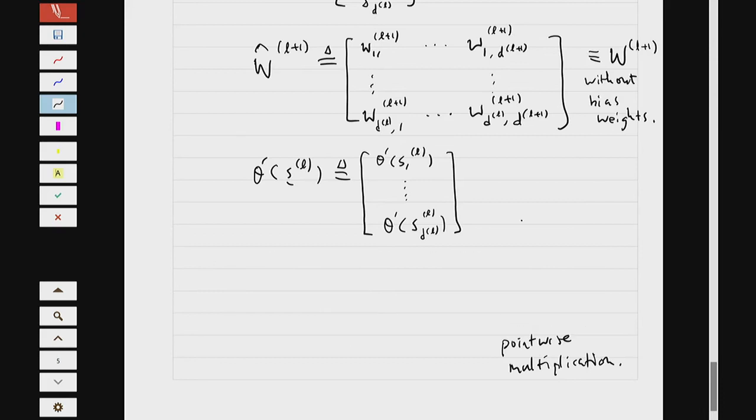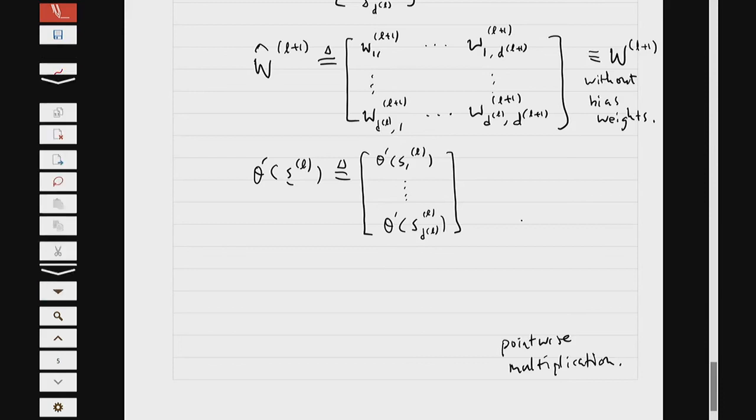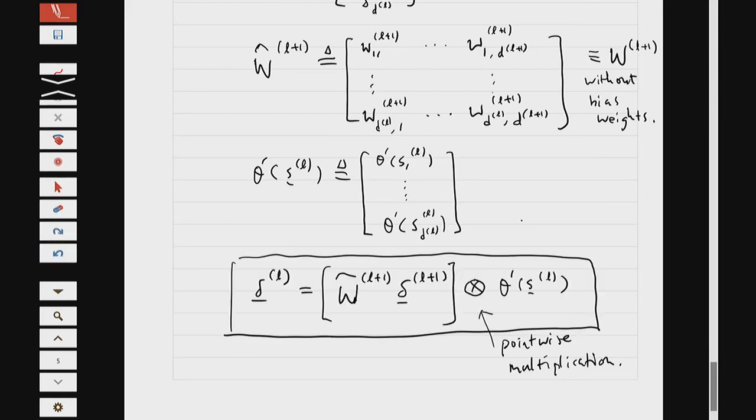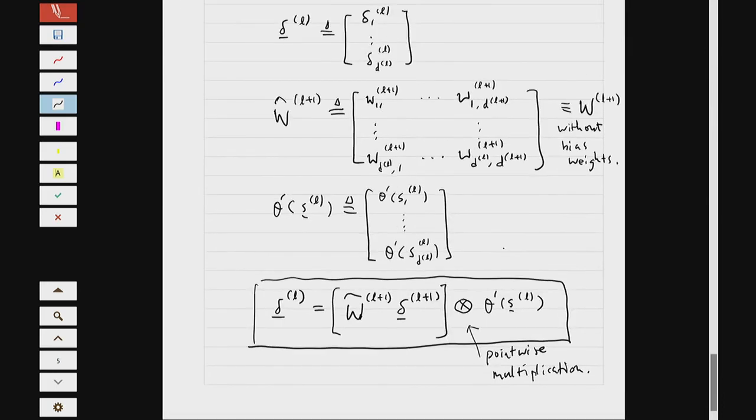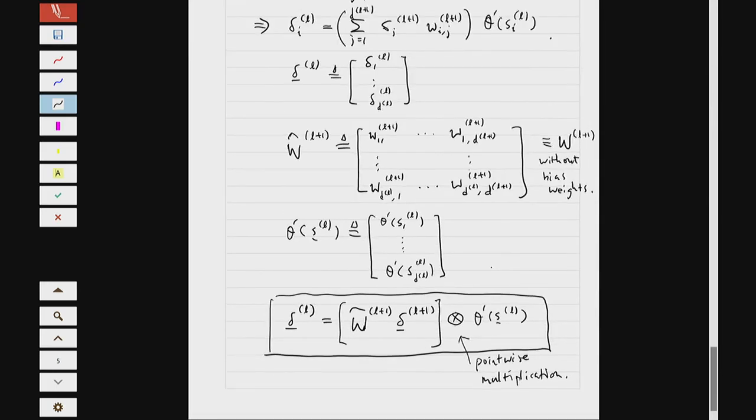Okay, now I have to be careful. Don't mess up. Where does it go? Ah, okay. So I hope everyone is convinced, semi-convinced at least, that this is a matrix representation of the top line there, which is the individual element representation.